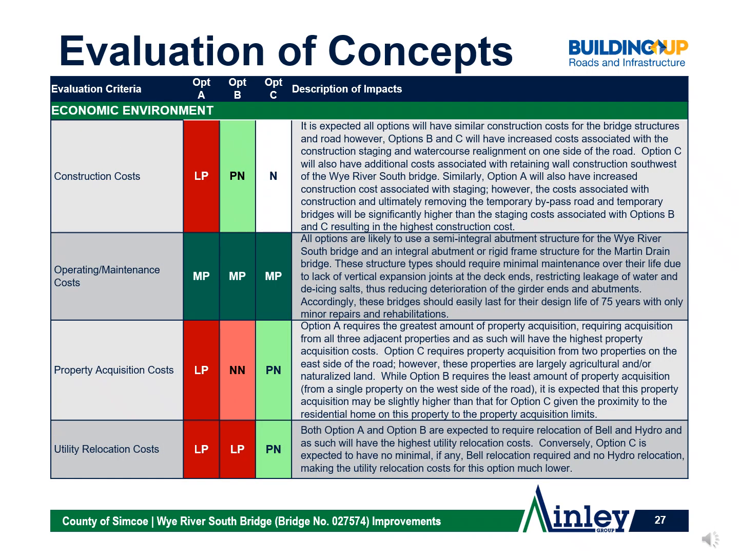For the evaluation of the concepts on the economic environment, the first criteria used was the estimated construction cost. Option A is anticipated to have a higher construction cost due to the bypass road and temporary bridges, making it the least preferable of all options. Option C will have a slightly higher construction cost than Option B, as it will require a retaining wall southwest of the Wye River South Bridge. That being said, when you also consider the costs for property acquisition and utility relocation, Option C is anticipated to have the lowest overall cost.